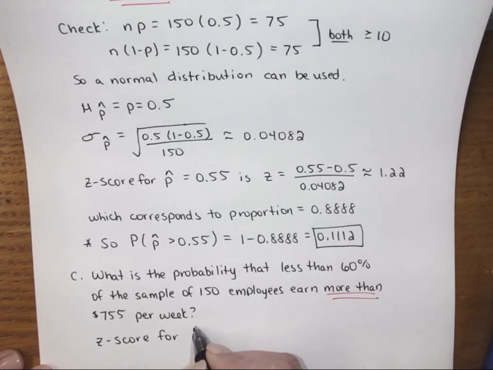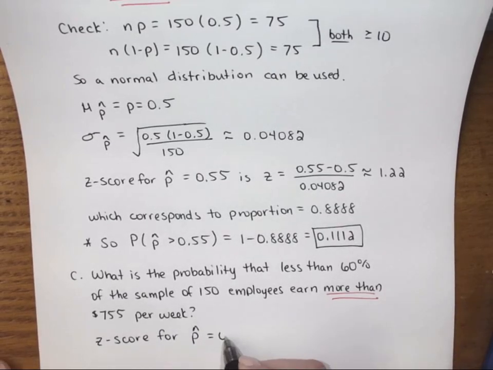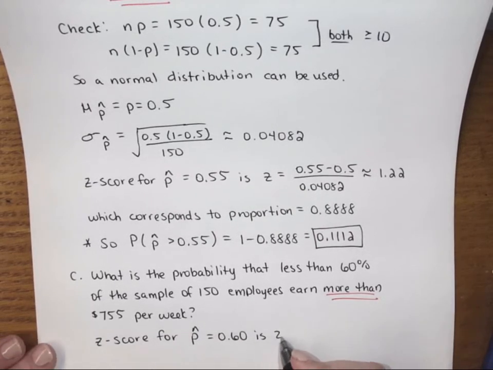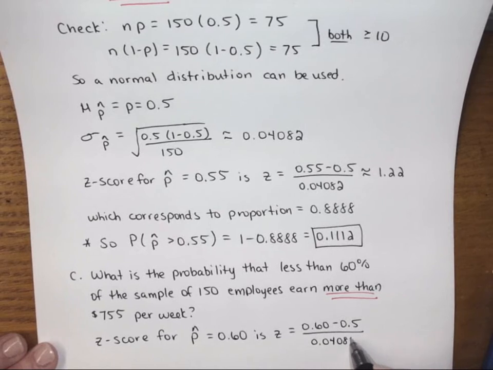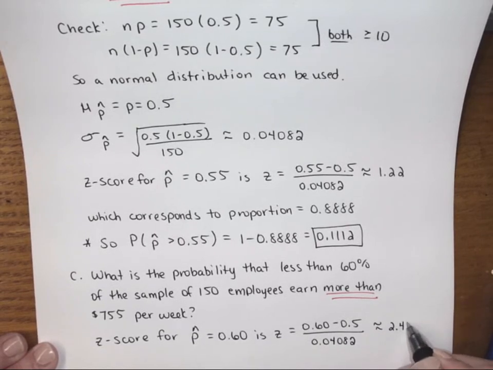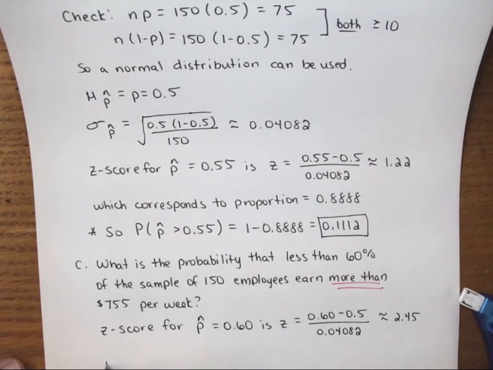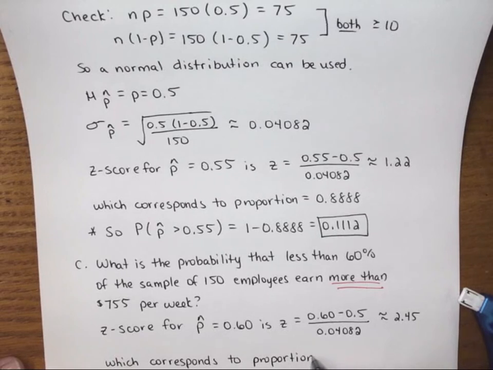So the z-score for p hat, or FAT for short. Just kidding, nobody calls it that. But the z-score for p hat is going to be 0.60 minus the 0.5, which is the mean, divided by the standard deviation. And so we're going to get 2.45 for our z-score. We're going to look on our chart, and that corresponds to a proportion of 0.9929. But remember, don't forget I'm doing more than.